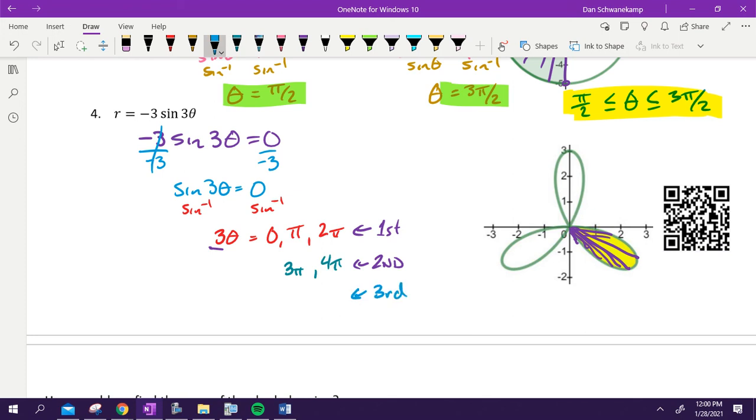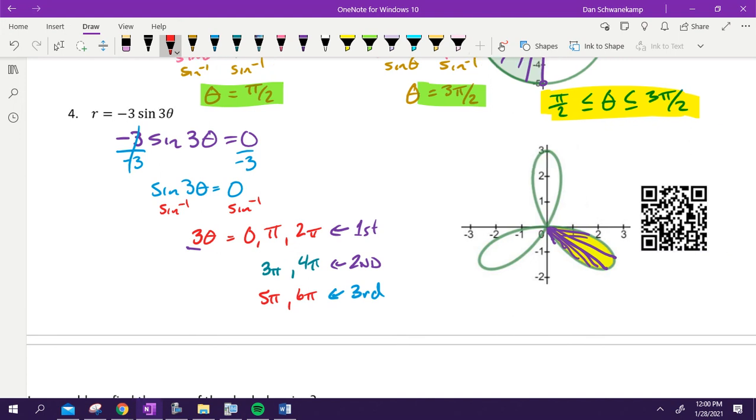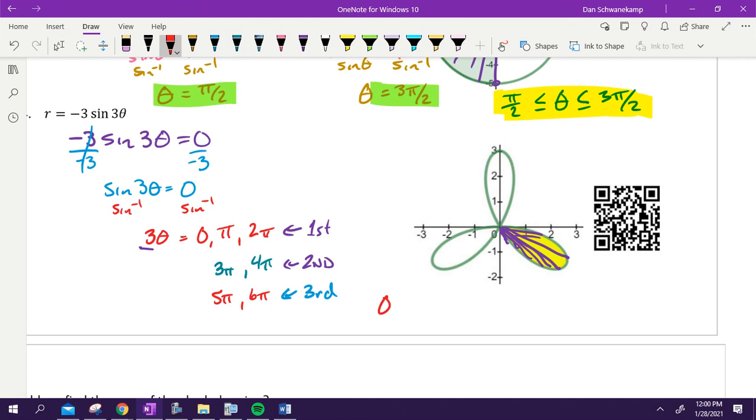But I'm going a third time around because I had a 3 in front. So if I add 2 pi to 3 pi, that would get me 5 pi. And then 2 pi plus 4 pi would get me 6 pi. Everybody good to there? What else do I still need to do? Divide by 3. So if I divide everything by 3, I get 0. I get pi over 3. I get 2 pi over 3. I get pi. If I divide that one, I get 4 pi over 3, 5 pi over 3, and 2 pi.